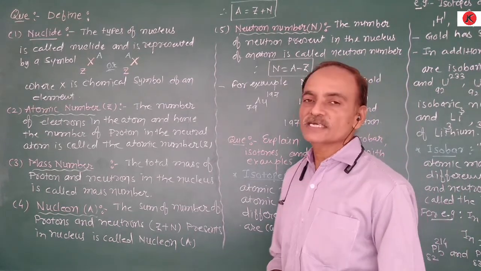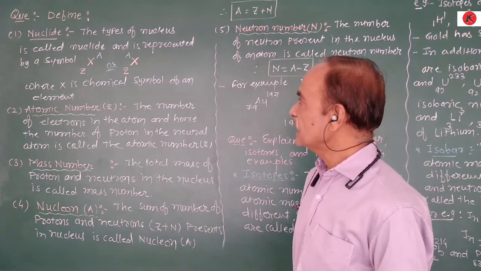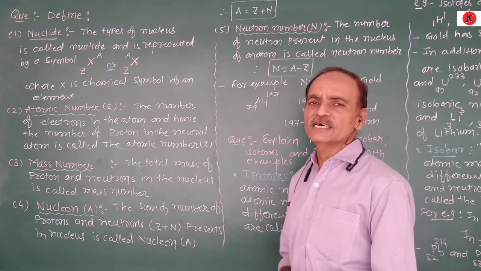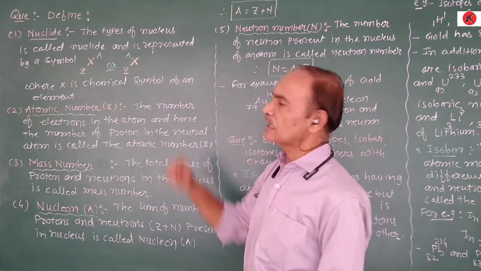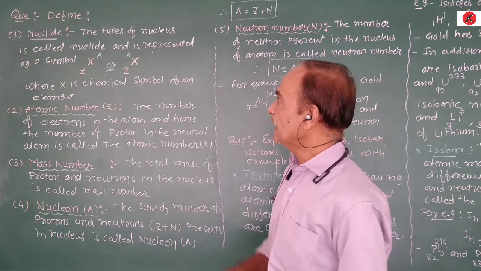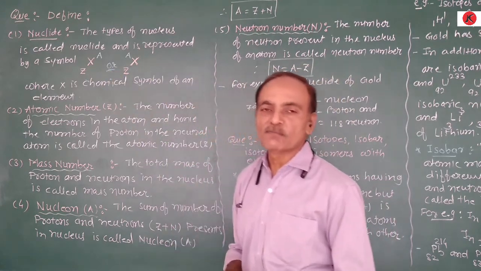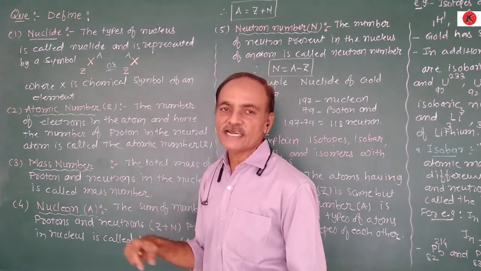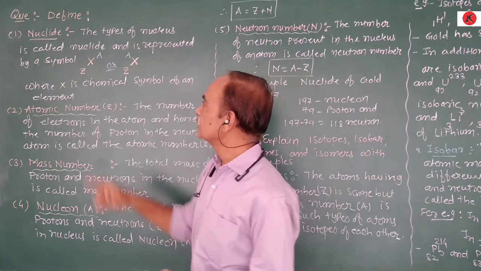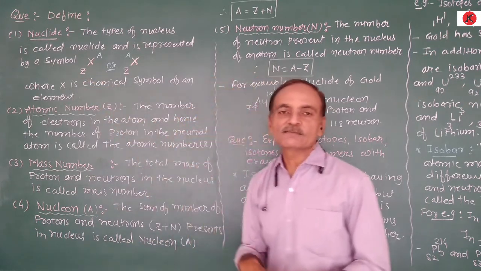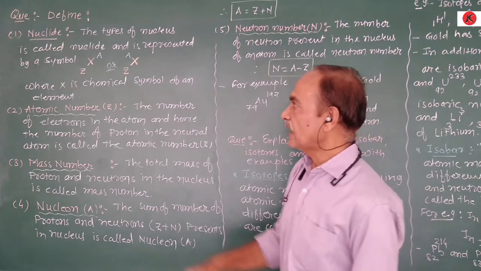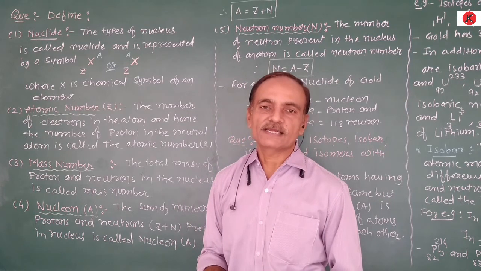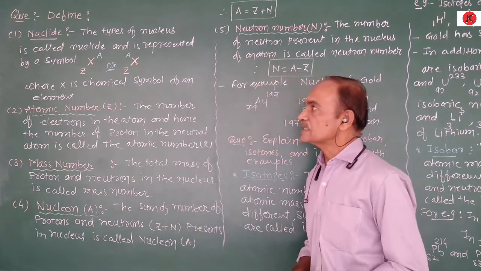The different types of the nucleus are generally known as the nuclei and are represented by a symbol, X with Z and A, in this manner, ZXA. X is the chemical symbol of an element, while here Z is the atomic number and A is the atomic mass of this element.